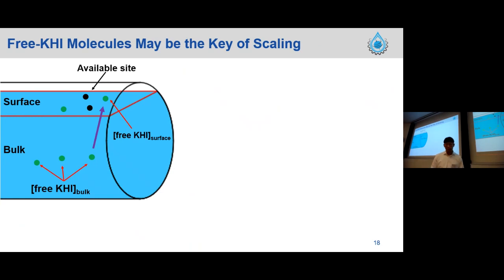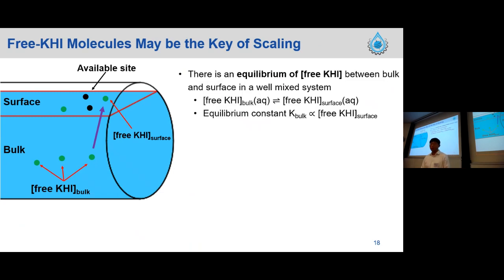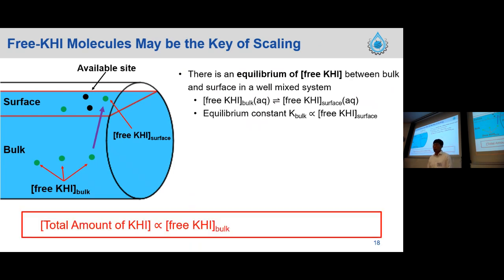This cartoon shows the KHI solution in our alpha cells. As you can see, there is free KHI on the back face and on the surface as well. So there will be an equilibrium of free KHI molecules between the back face and the surface, of course in a well-mixed system. Those free KHI molecules can float between the back face and the surface freely, so there will be one equilibrium. This is all saying that the amount of KHI you put in the system is also proportional to the amount of free KHI molecules in the back face at equilibrium.